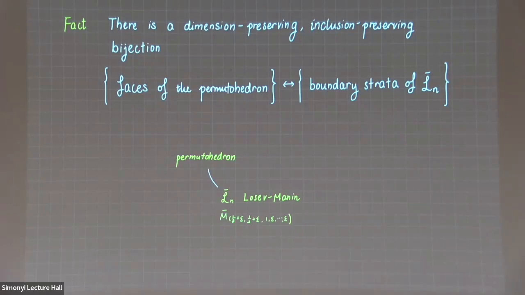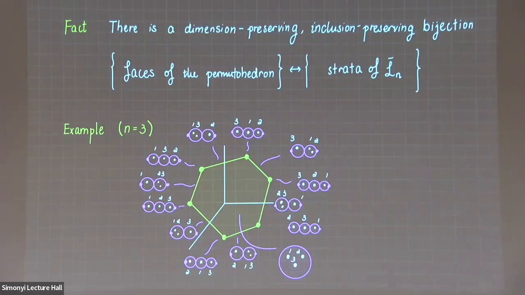On the right-hand side, the interplay between this Bermudahedron and the Losev-Manin space can be precisely stated as the following fact: there's a dimension-preserving and inclusion-preserving bijection between the faces of the Bermudahedron and the boundary strata of the Losev-Manin space. So here's a cartoon of that bijection.